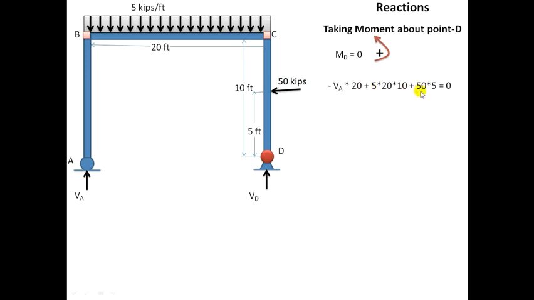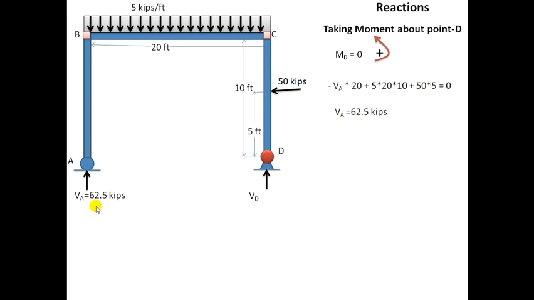And 50 into 5, this also creates the counterclockwise moment about point D, so 50 is the force and 5 is the moment arm about point D. So the sum of all these 3 moments, this one due to the reaction, this one due to the UDL force, and this one due to the point concentrated load, equals 0. We will get VA is equal to 62.5.